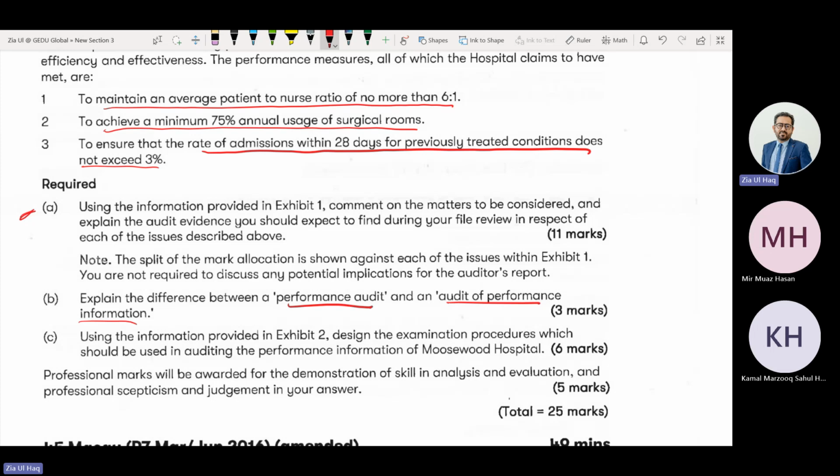While audit of performance information is expressing an opinion on the performance information report prepared by the company. This is an independent auditor activity that could be performed by any external firm if the company needs to attest this performance information report, where the company has defined some KPIs. At the end, they measure what KPIs they meet and they prepare a report that they are going to include in the annual report.